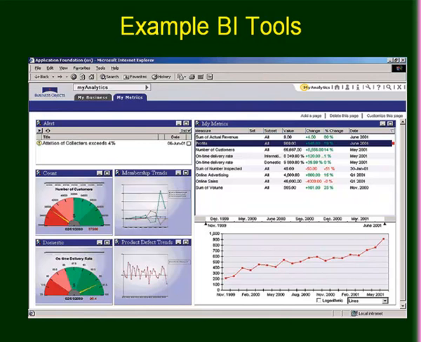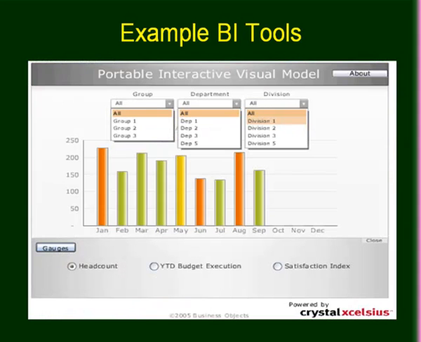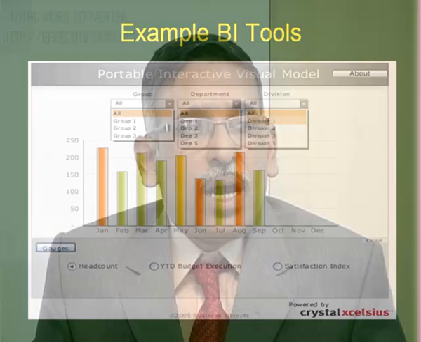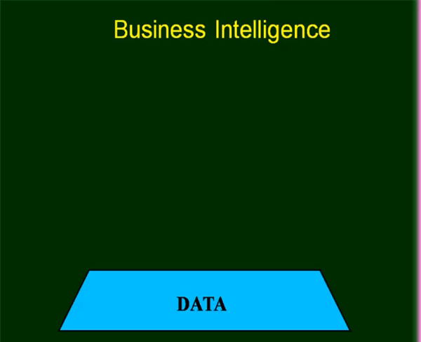So such a kind of solution you can provide using these types of tools. This is another tool called Clear. Here also different kinds of reports are shown for any activity. This is another tool powered by Crystal Portable Interactive Visual Model. Now we see the hierarchical structure of the data, how data is organized.